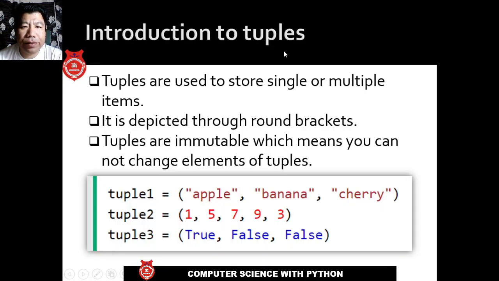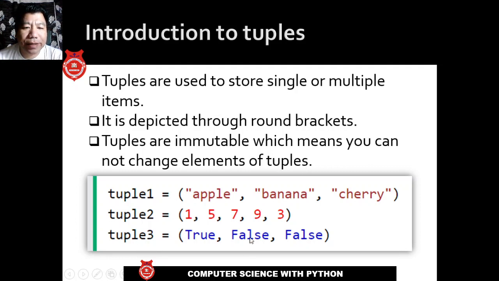So, introduction to tuples. What are tuples? Tuples are used to store single or multiple items. It is depicted through round brackets, the normal bracket. We are going to use normal brackets to create tuples. Tuples are immutable, which means that you cannot change elements of the tuple.